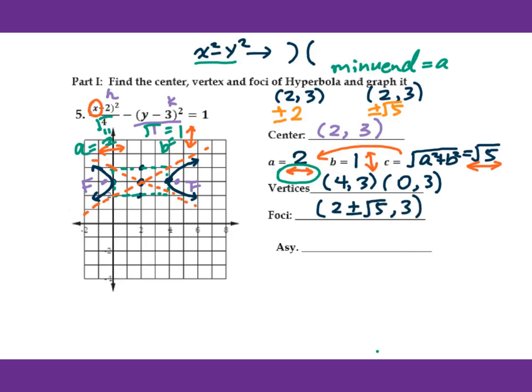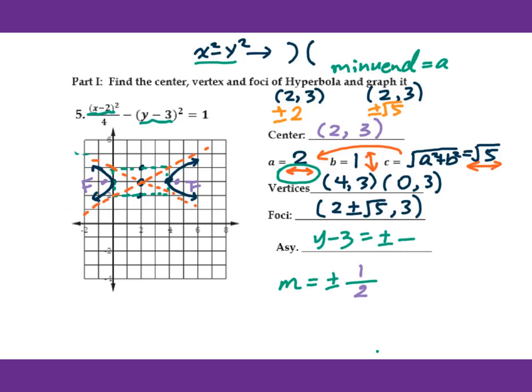For asymptote line, you need to get the slope equals plus or minus rise over run. Check the arrow for A and B. B is rise, A is run, so 1 over 2. Then go to use the equation here. Use point slope form. You got the y minus 3 equals plus or minus 1 over 2 x minus 2.